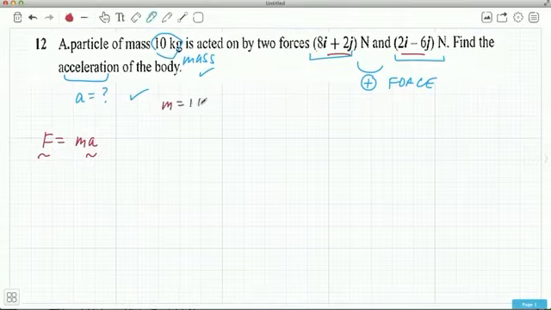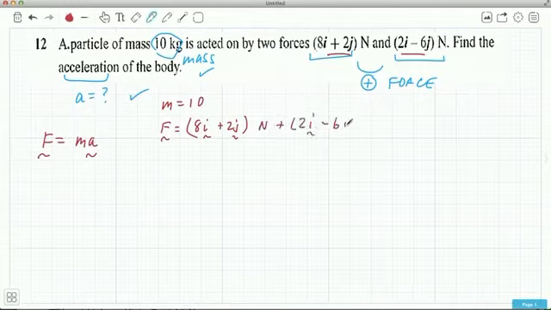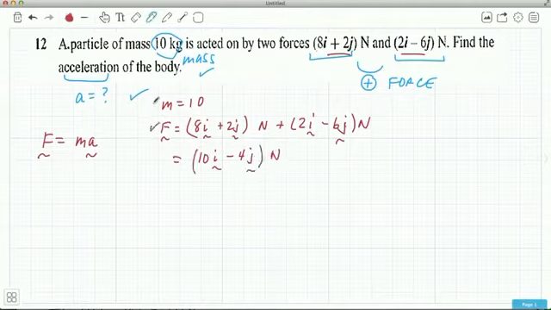We've got m equals 10. Our force vector is actually the combination of two vectors together, this one and the other one. So in the i and j direction, we have 8 plus 2, which is 10i, and 2 minus 6, which is minus 4j newtons. That's our force, our mass.